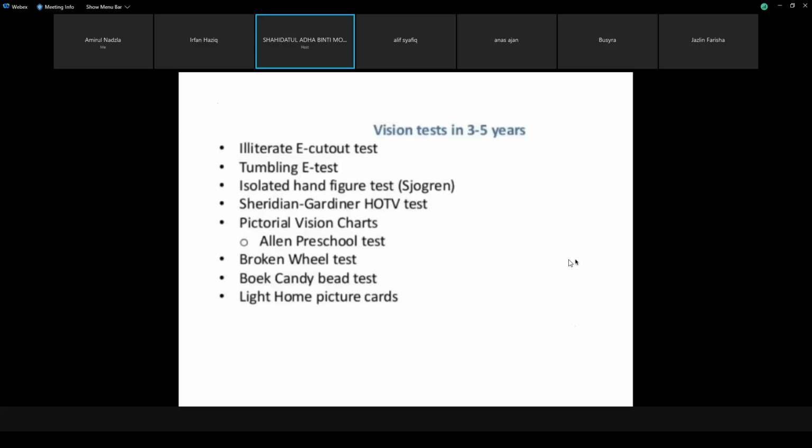Okay, so what about visual acuity in special groups? We are almost done now. Special groups means illiterate patients who cannot recognize letters, or children less than 5 years old who are not cooperative. We have a few tests. So we have the illiterate E cut-out test, tumbling E test, isolated hand figure test, and then Sheridan Gardner. This Sheridan Gardner we have in the clinic. So you can have a look, and the pictorial vision chart and the broken wheel test as well. Those we don't have.